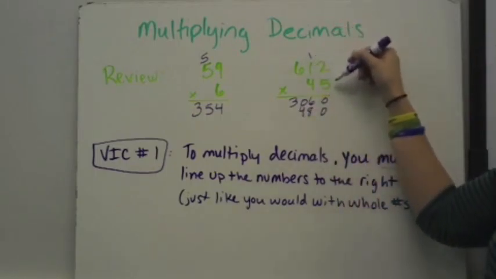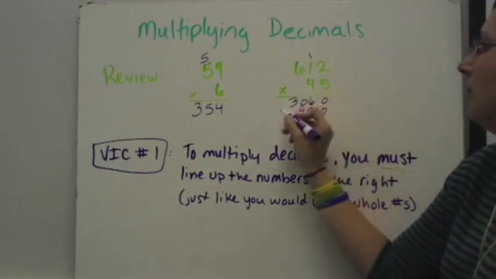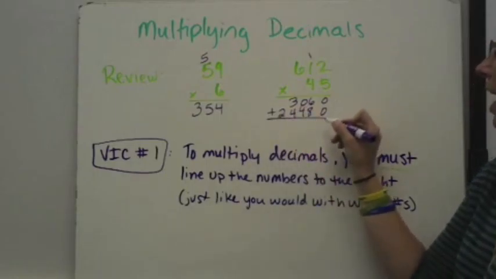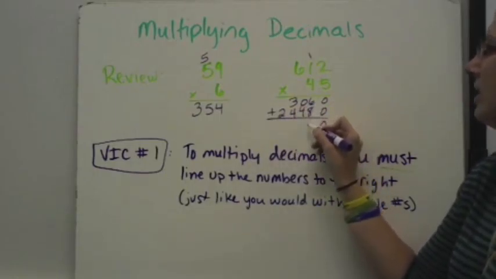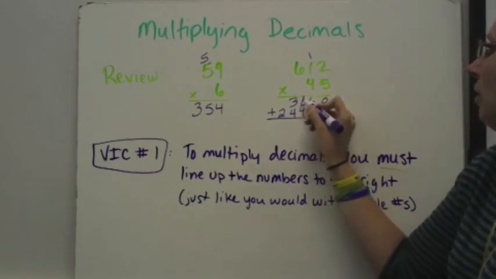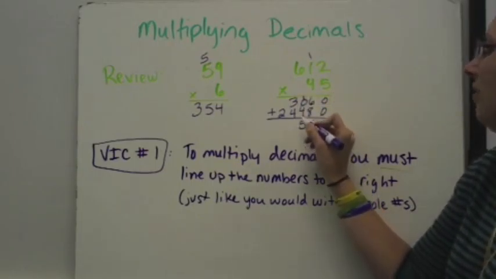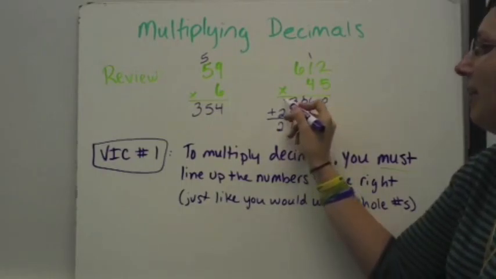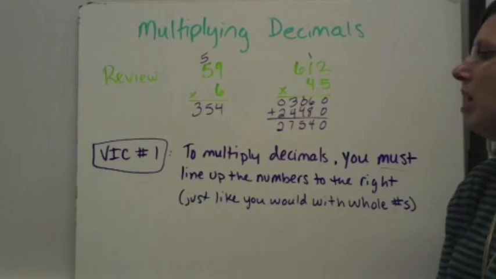This was for the other number. And then 4 times 6 is 24. And then when we're all done, we're adding straight down. 6 plus 8, 14. 4 plus 0 plus 1 is 5. 4 plus 3 is 7. And then 2 plus nothing is 2.